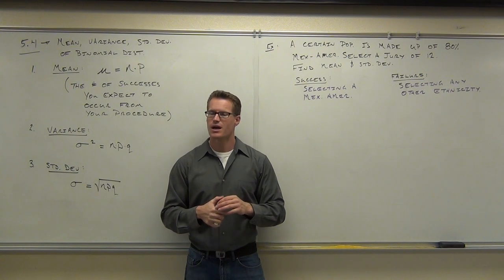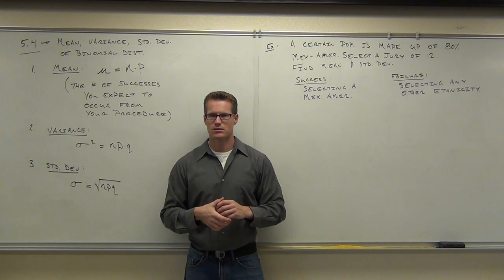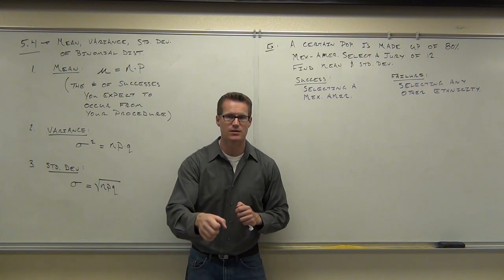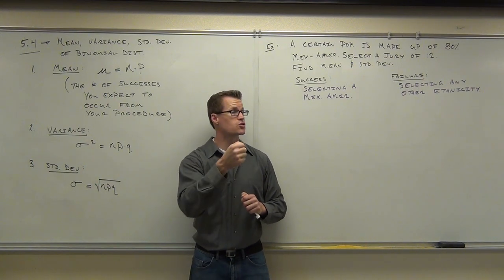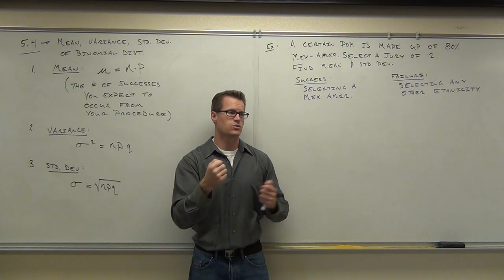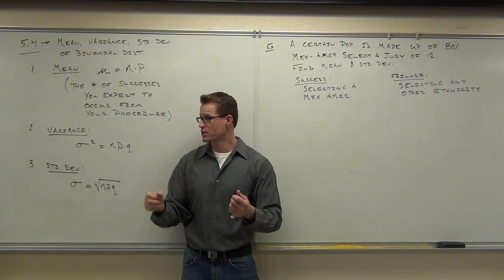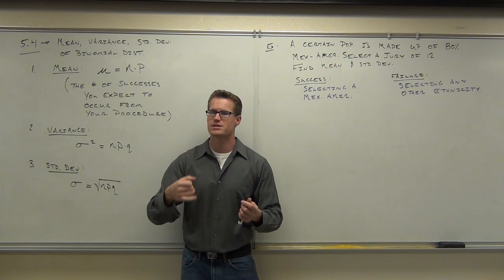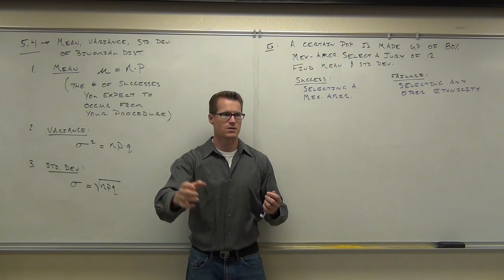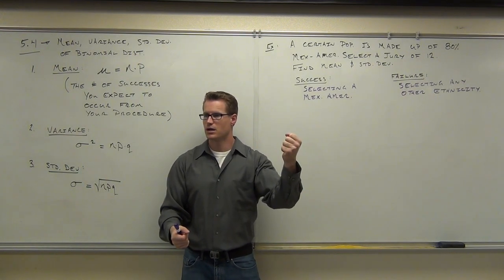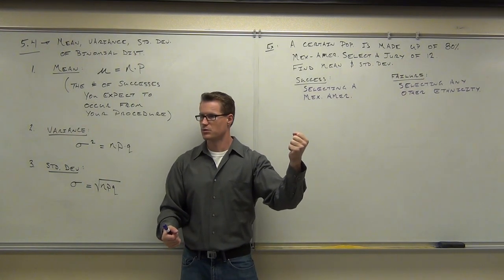So the trial here is this. The trial is, how many people are we selecting? Each one of those is a trial. So how many times are we repeating this trial? How many trials do we have? 12 trials. So tell me, what is our N then? 12. We're selecting 12 individuals. Each one of those is a trial. Every time we would get a Mexican American, that would be a successful trial. Every time we get anybody else, that would be an unsuccessful or a failure trial. You with me on this?